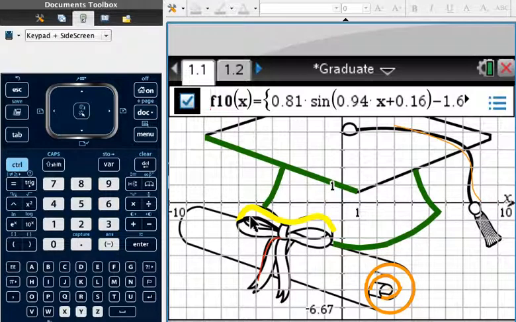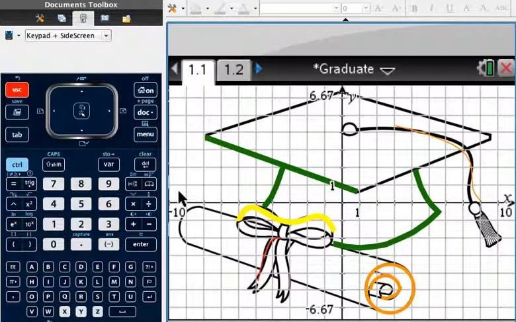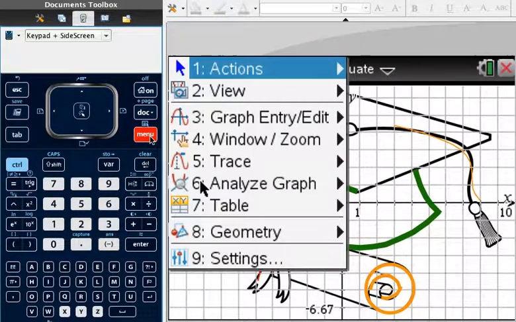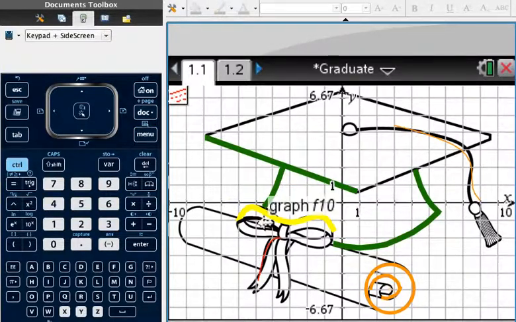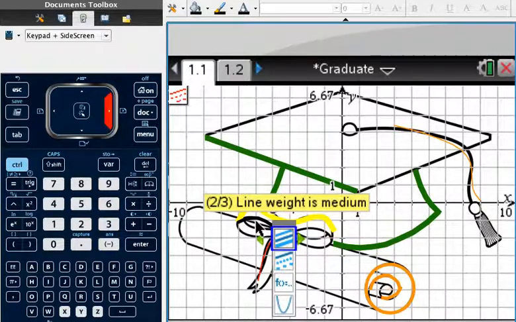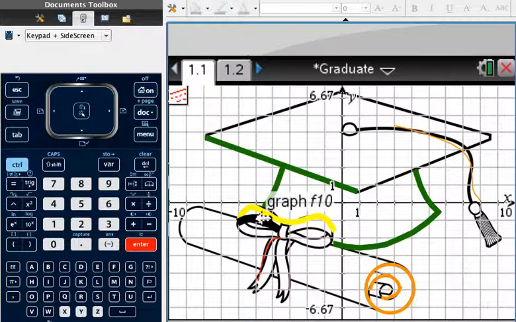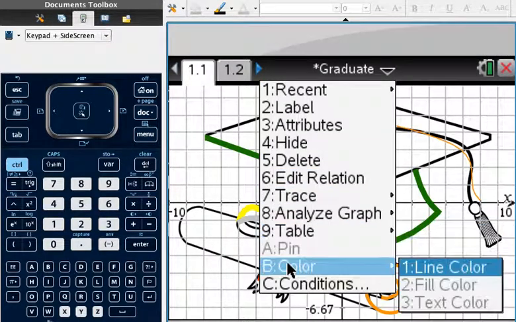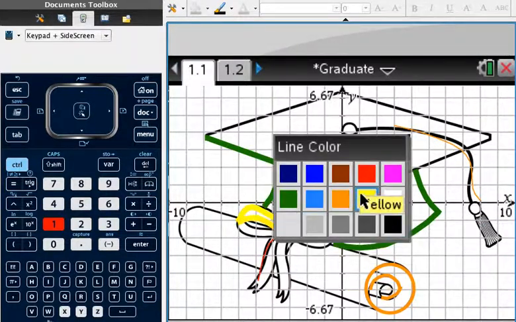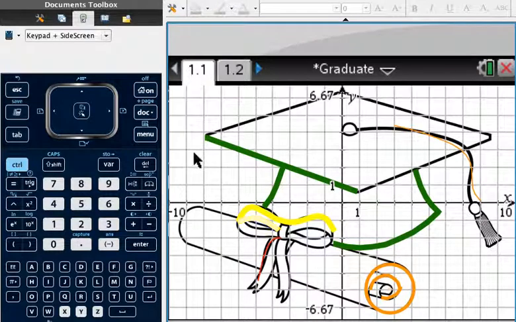And remember, whoops, that's not what I wanted to do. Escape. Remember how to do your attributes. Go to Menu, Actions, Attributes. I want to go ahead and make the line thicker and change the color to match the other lines. Let's see, yep. And then escape to get rid of that. And then line color 1 in yellow. All right, so there we go.